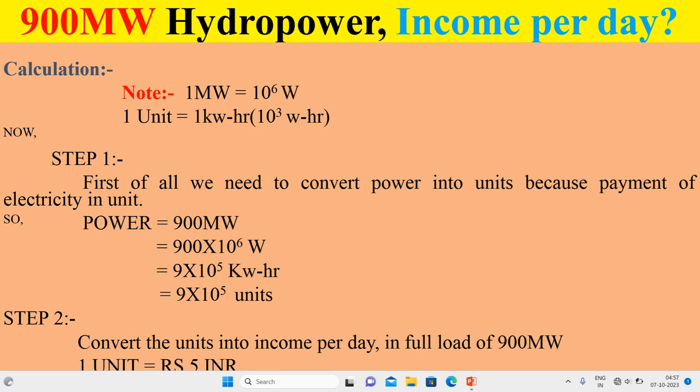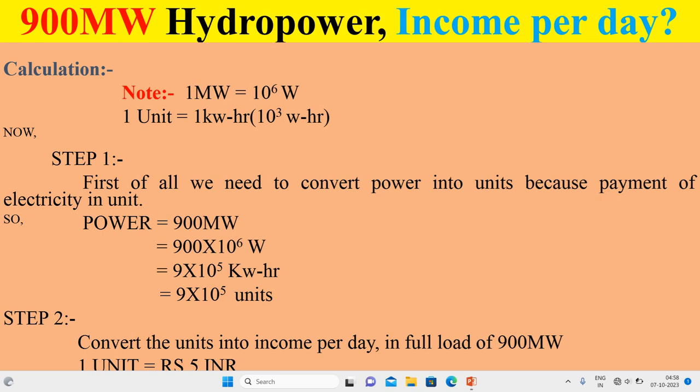So you can see the 900 megawatt hydropower, income per day, question mark is there. First of all, the calculation is that 1 megawatt equals 10 to the power 6 watt, right? 1 unit equals 1 kilowatt hour. 1 kilowatt hour is 10 to the power 3 watt hour.